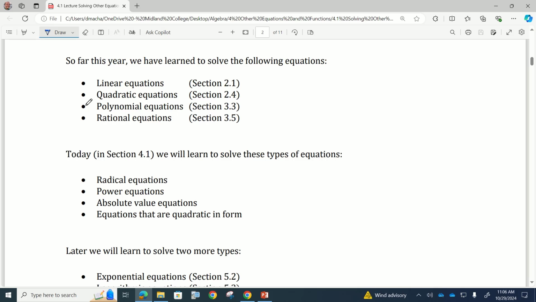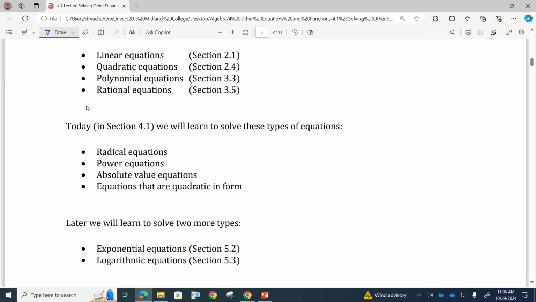We've learned to solve a few different types of equations. And if you want the appropriate section numbers to look up how to solve linear or quadratic or polynomial or rational equations, there they are. But today, we're going to learn to solve what we call radical equations, power equations, absolute value equations, and equations that are quadratic in form, which is always the trickiest topic in this class. And then later, we'll still have some more equations coming up this semester.